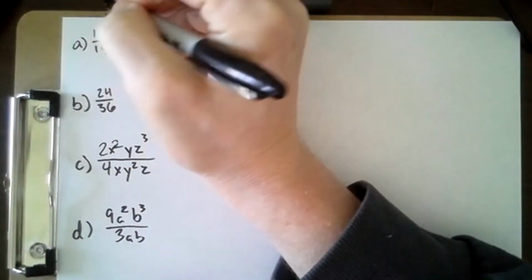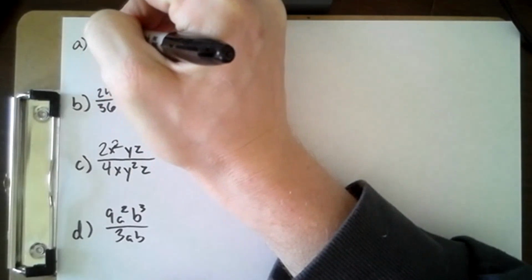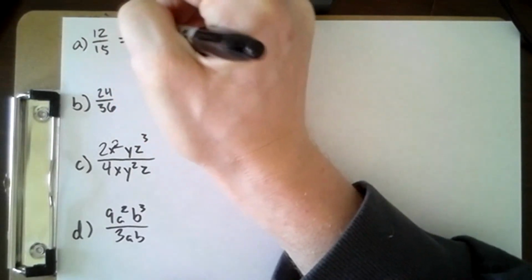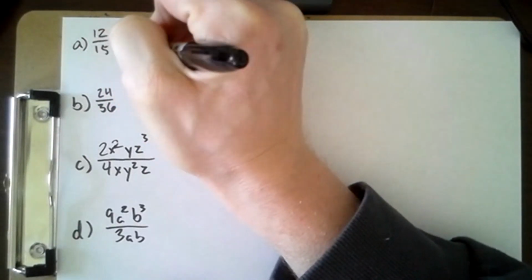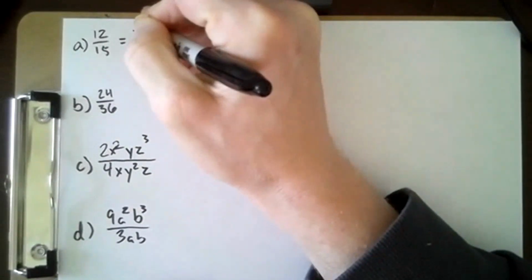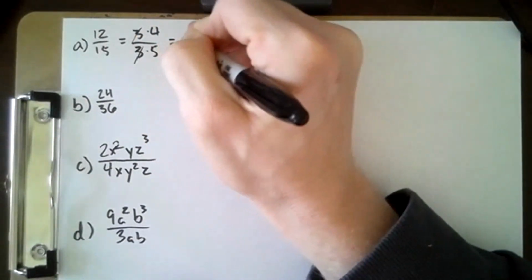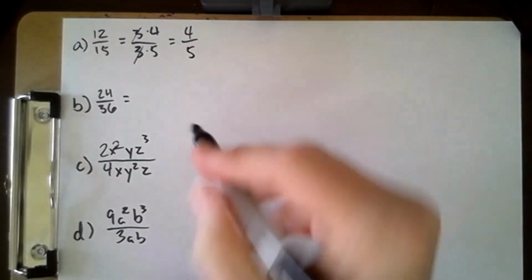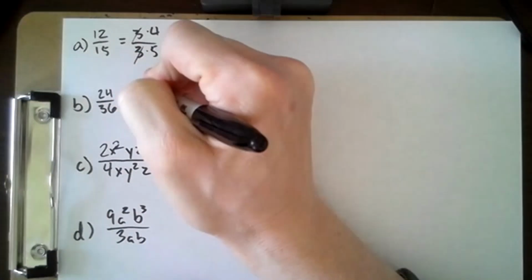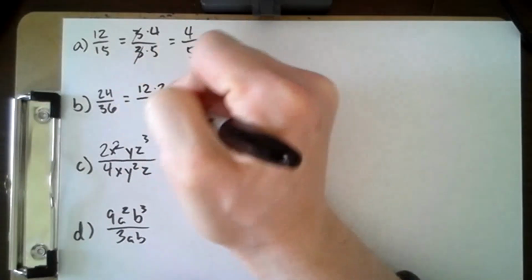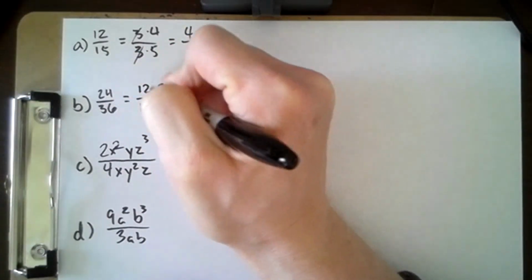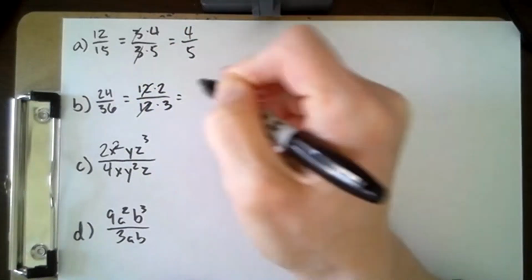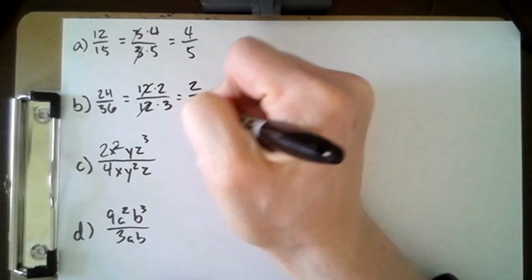Well, we know that both 12 and 15 have factors of 3, so that's 3 times 4 over 3 times 5. We can cancel the 3's and we get 4/5. Next, 24 and 36. 24 divided by 36, that's 12 times 2 over 12 times 3. Cancel our 12's and we're left with 2/3.